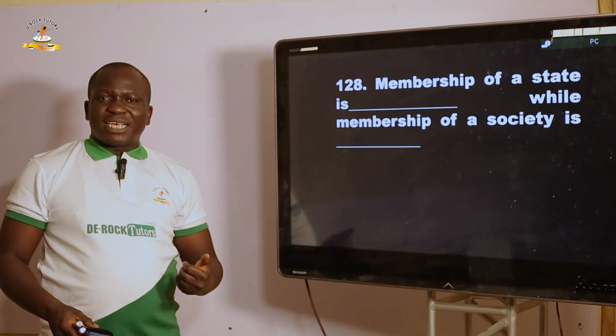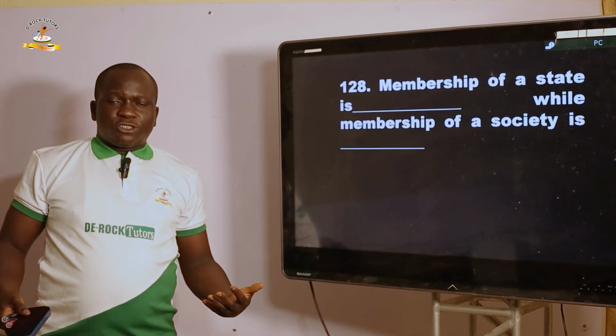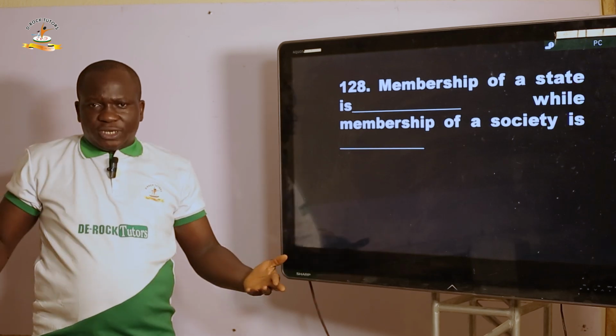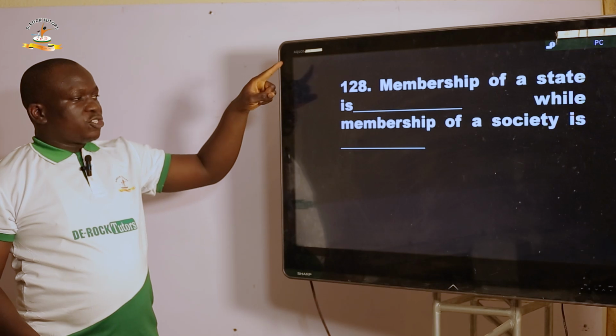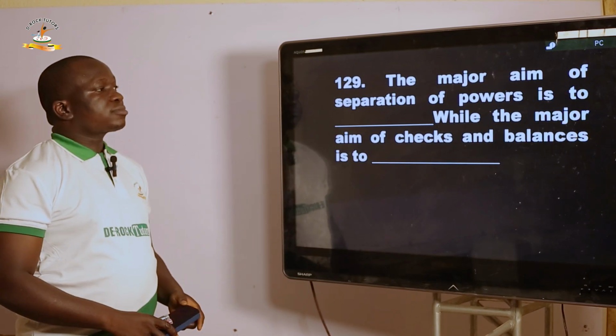While membership of a society is optional, you can choose to belong to the Christian society or not. You can choose to belong to the medical society or not. It is voluntary. It is not compulsory. It is optional. So while that of a state is compulsory, that of a society is voluntary. Now to the next question.